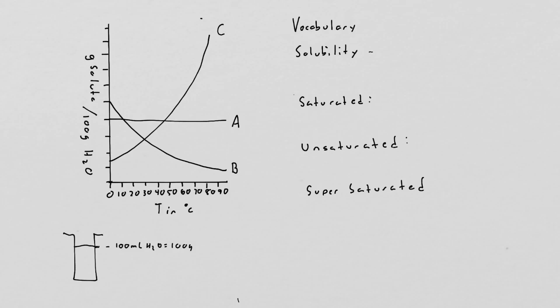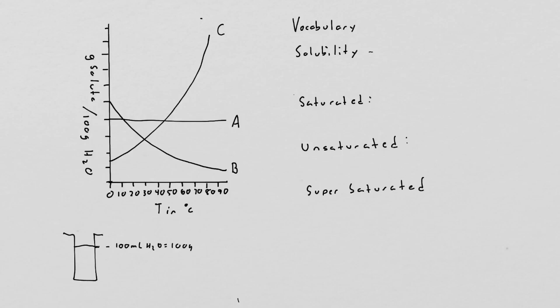This video is on solubility curves. What solubility curves do is they describe saturated solutions at various temperatures. If you look at the graph, on the x-axis you have temperature in degrees Celsius, and on the y-axis you have grams of solute per 100 grams of water. The solubility of each substance, except for A, changes as you change temperature.